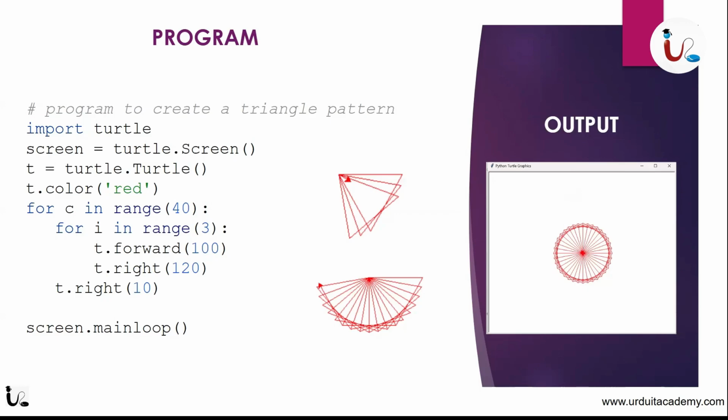Now after drawing one triangle, we are making it turn 10 degrees just to create a pattern. So this will execute 40 times. You can see the pattern, first it's drawing triangles. It will be continuously drawing triangles and ultimately it will make a pattern. Even though it's a triangle pattern, the final shape looks like a circle pattern, right?